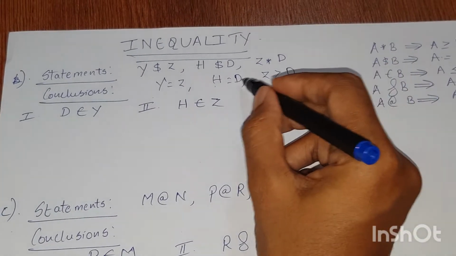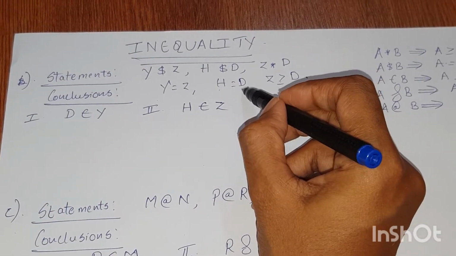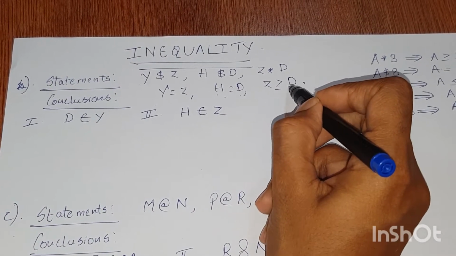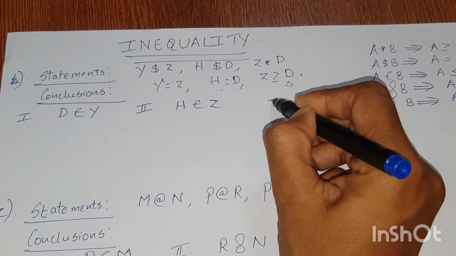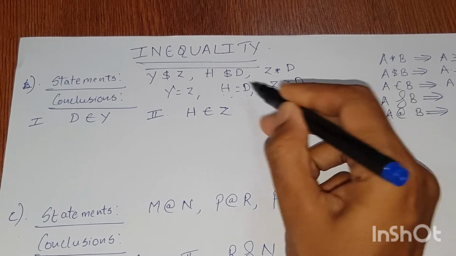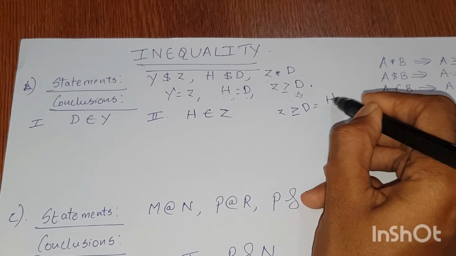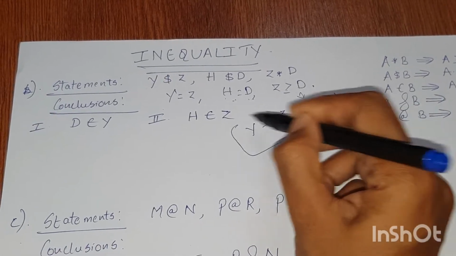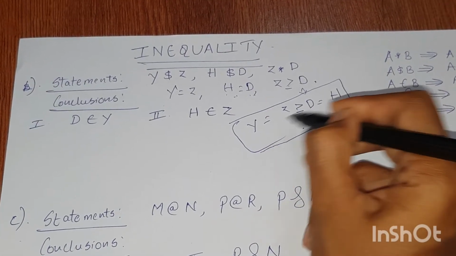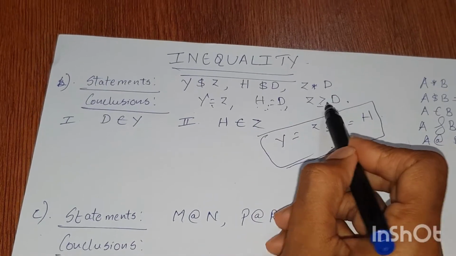Understood? So we can write Y is equal to Z, H is equal to D, Z is greater than or equal to D. This can be written as Z is greater than or equal to D and D is equal to H. Y is equal to Z. The statement can be rewritten like this, because we connected it, right?